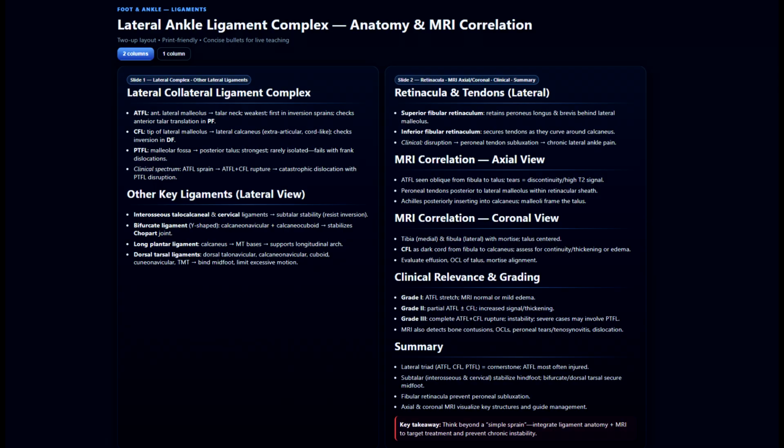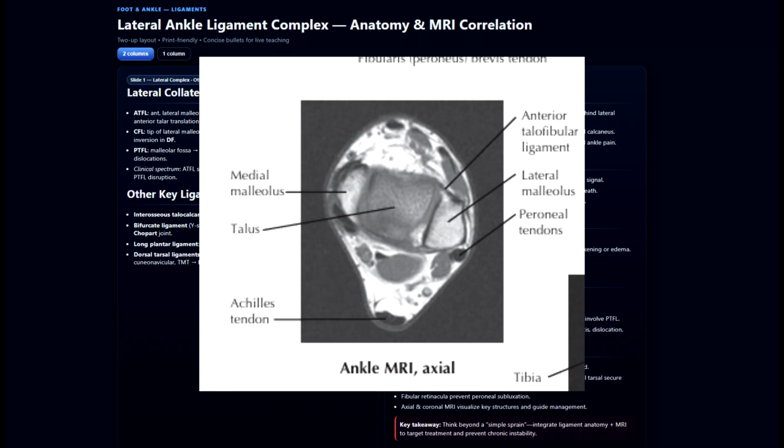Now let's correlate with imaging. In the axial MRI view, you can clearly appreciate the anterior talofibular ligament, or ATFL, running obliquely from the fibula to the talus. The peroneal tendons coursing behind the lateral malleolus, stabilized by the retinaculum. The Achilles tendon posteriorly inserting into the calcaneus. The medial and lateral malleoli framing the talus.